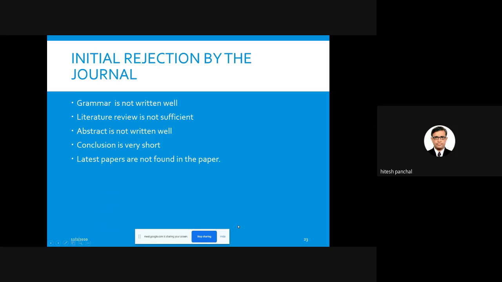And this is the best point that you should keep in mind: the latest papers are not found in the paper. Generally your article is rejected if the latest research articles are not found in your paper, because then you have not done a good literature review. That is the reason behind the rejection. Also you have to add at least 2 to 3 latest research articles in your introduction section.